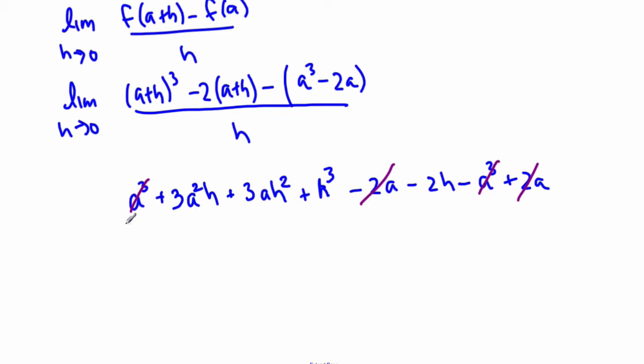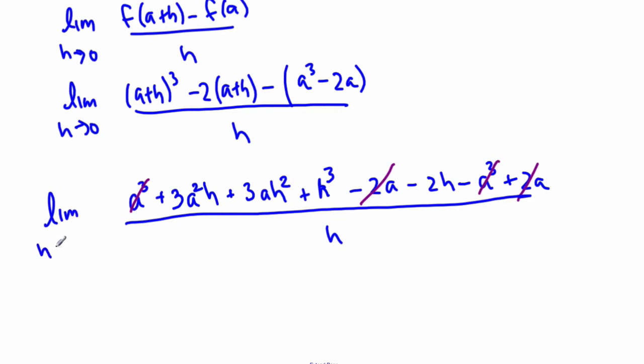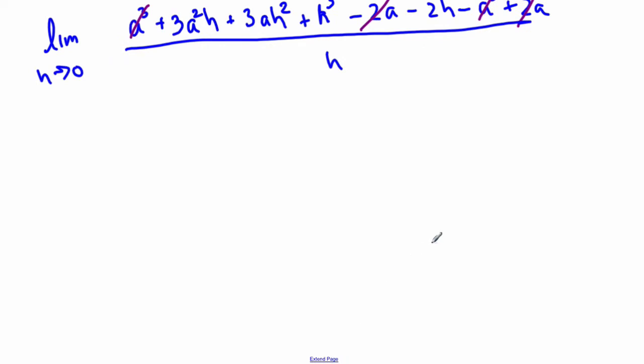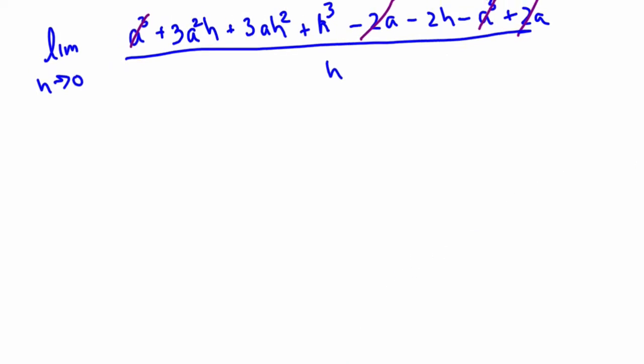Oh, and don't forget our divide by h. And we still have a limit. We still have a limit until we can substitute in 0. Right now we can't substitute in 0 because we're dividing by h. But as soon as we can get rid of this h, then we can substitute in 0, and we'll find our slope that we're looking for.